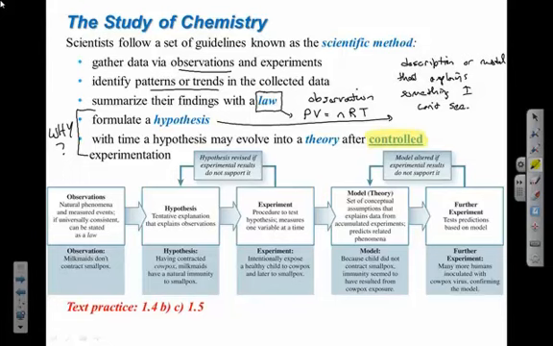So we want to classify the statement as a hypothesis, law, or theory. And the statement is, an autumn leaf gravitates toward the ground because there is an attractive force between the leaf and the earth. So how would you classify that statement?